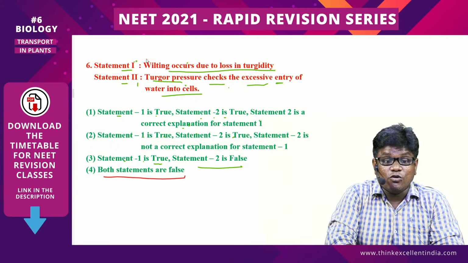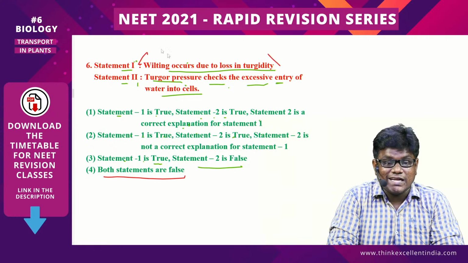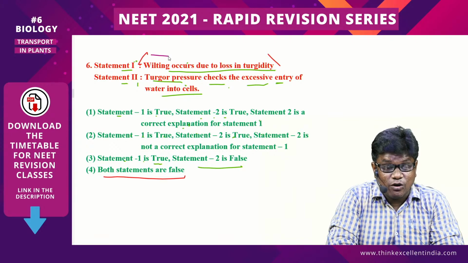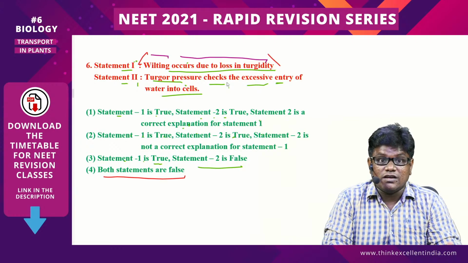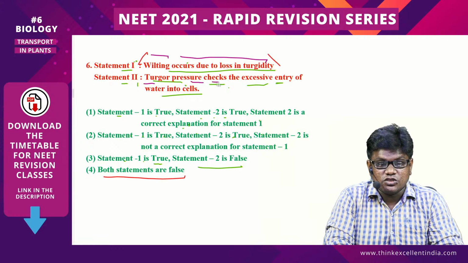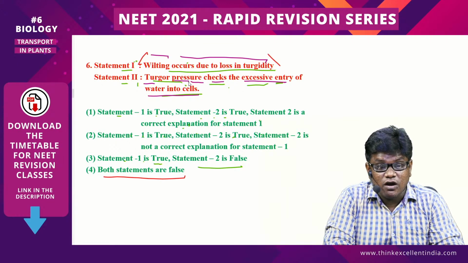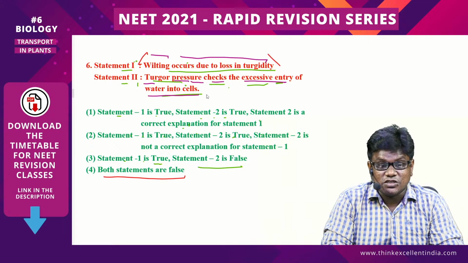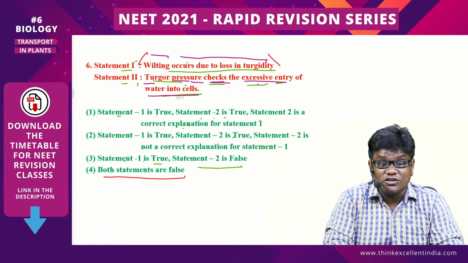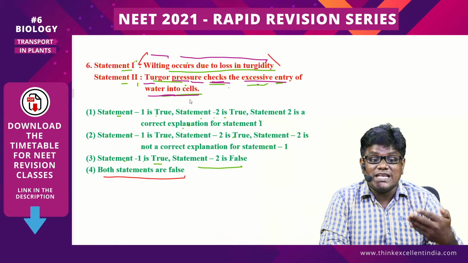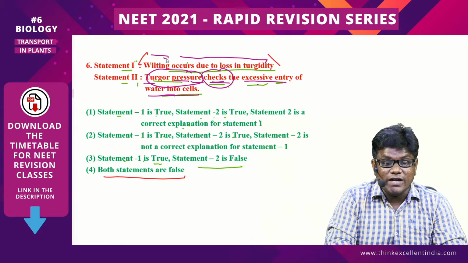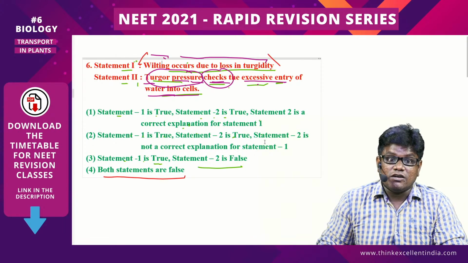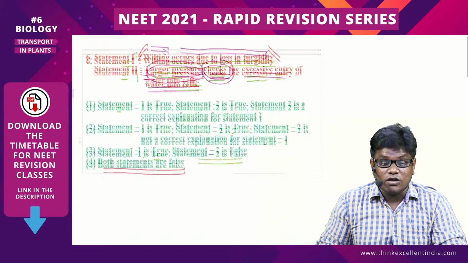So before we go into that, you have to be very clear with what exactly is present in the statement. Wilting process occurs due to loss in turgidity. On the line enna solundradha you have to be clear. And turgor pressure checks the excessive entry of water into cells. Turgor pressure means what? Turgidity, turgor pressure, and here you can see it checks the excessive entry of water into the cells. எவ்வளோ அதிகமான water cells-க்குள்ள என்ட்ரி ஆகுதுன்றதை செக் பண்ற ஒரு pressure அப்படின்னு சொல்றாங்க. So the wilting occurs due to loss in turgidity, and turgor pressure checks the excessive entry of water into cells.